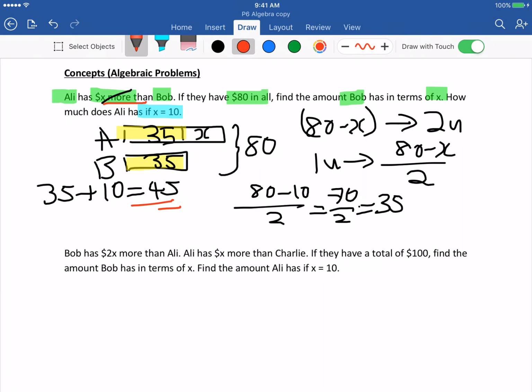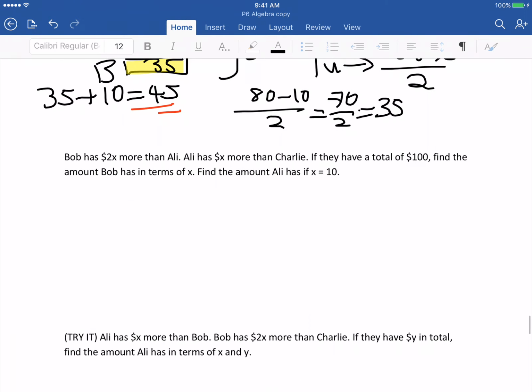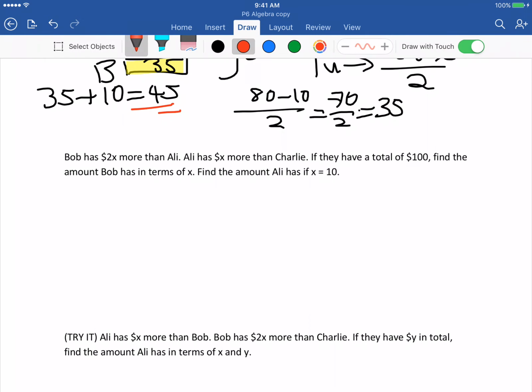Okay, I'll try the next one for you. This one, let's read. Bob has $2X more than Ali. Ali has X dollars more than Charlie. If they have a total of $100, find the amount that Bob has. Okay, same thing, more than, less than. My method will be model drawing. Let's illustrate first. Bob has $2X more than Ali.